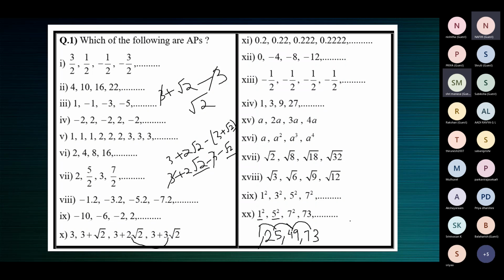Please work out the value of 1 square, 1, 5 square, 25, 7 square, 49. So the numbers are 1, 25, 49, 73. Please find the difference: 25 minus 1, 49 minus 25, 73 minus 49. If it's the same, that means the difference is common, which is a common difference, and so the sequence forms an arithmetic progression.